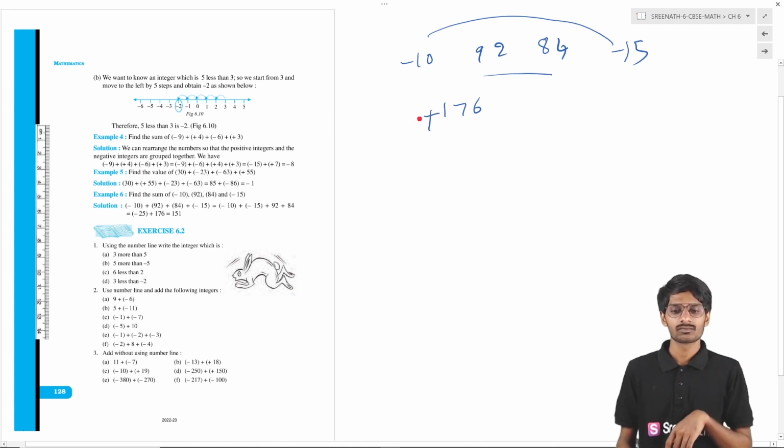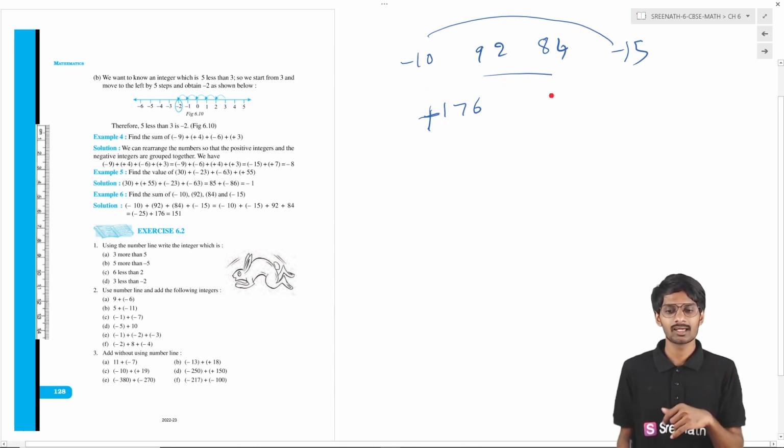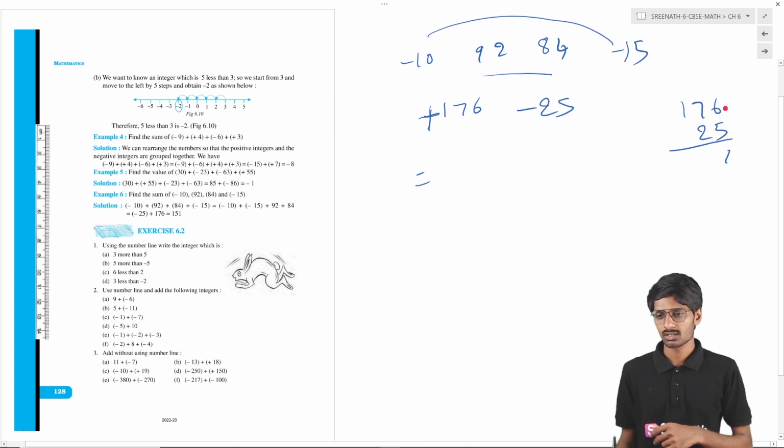Now we are taking the two negative integers. Whenever there are two negative integers, just add them. So 10 plus 15 is 25. What is the sign? They are having a negative sign, so minus. Whenever having one positive and one negative, just subtract them. 176 minus 25 is how much, friends? 6 minus 5 is 1, 7 minus 2 is 5, 1 minus 0 is 1.